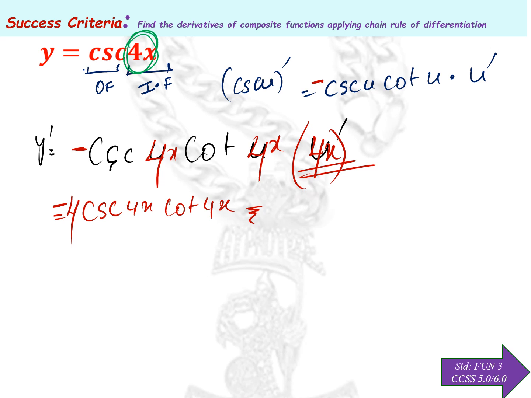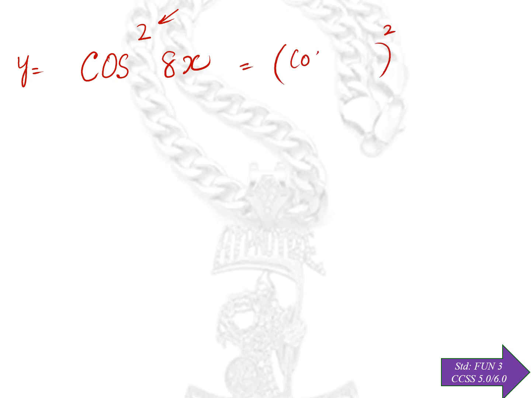Okay, so next question. Let's suppose what will happen if we have cosine square 8x. What will happen in this case? Understand, whenever there is a power on the sine, on the cosine, on the tangent, it means the whole function has a power. So it is cosine 8x, all squared. Now why is it a chain rule? Because one after the other we have to take the derivative. Don't skip any step if you want to understand.